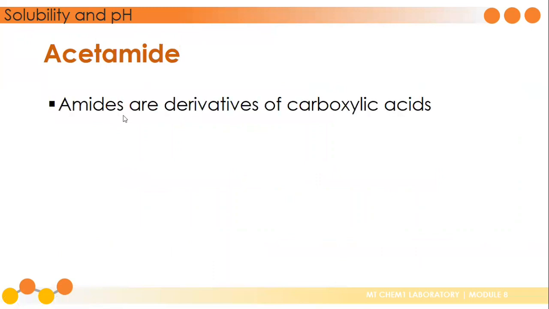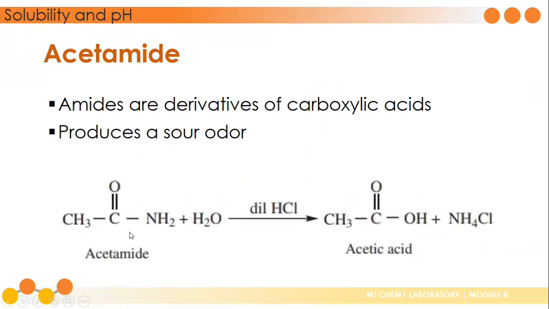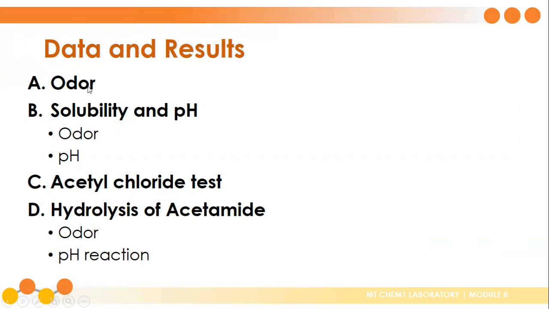For the acetamide, remember that amides are derivatives of carboxylic acids, so they are still considered weak acids. They produce a sour odor upon adding hydrochloric acid. That is because if you add acetamide with hydrochloric acid, it will produce acetic acid, which is known as vinegar. We're done with talking about the odor, solubility, and pH of amines and amides.